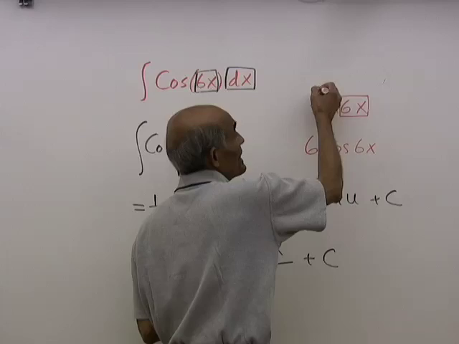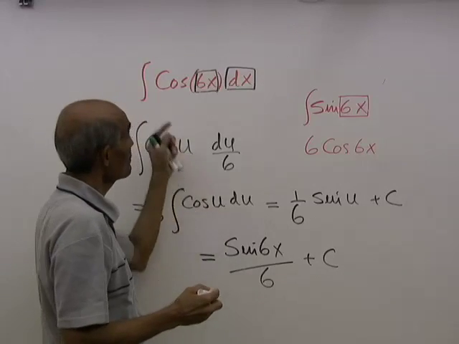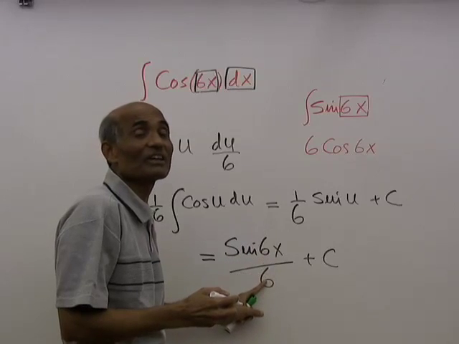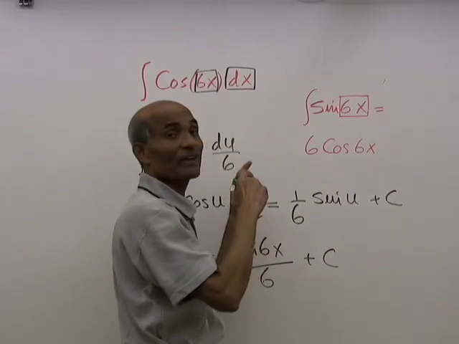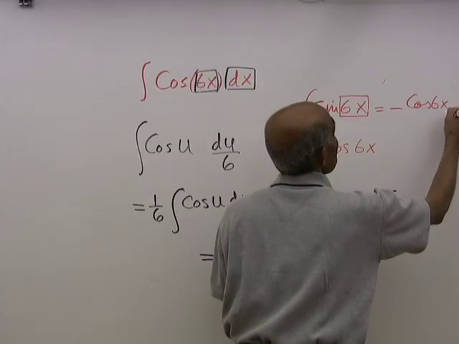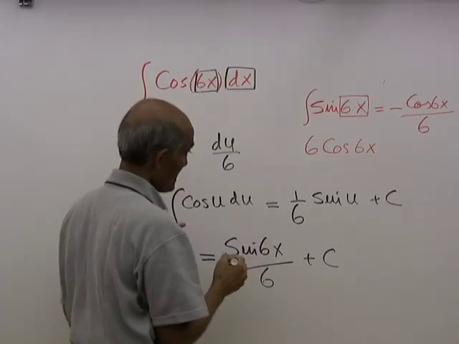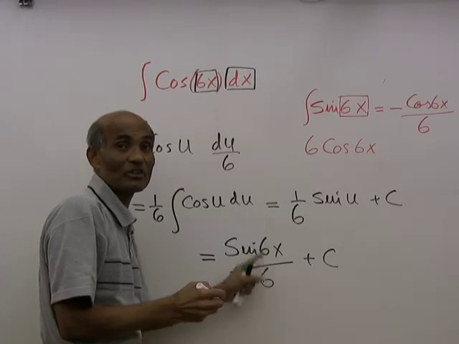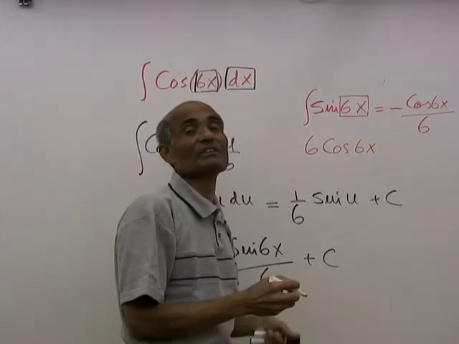Alright, what is the integral of sine 6x? By using this pattern, if you look at this, the integral of cos 6x dx is sine 6x divided by 6. So the integral of sine 6x will be negative cos 6x divided by 6. Is that right? That's right. The integral of cos 6x is sine 6x divided by 6. The integral of sine 6x will be negative cos 6x divided by 6.